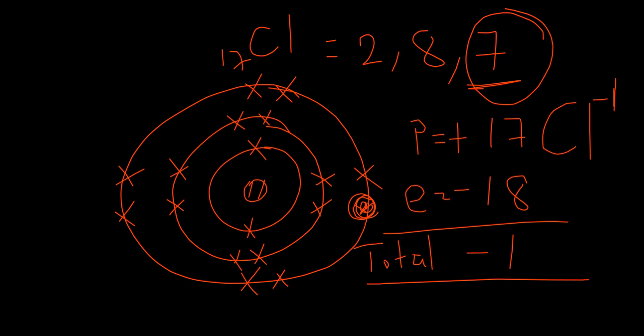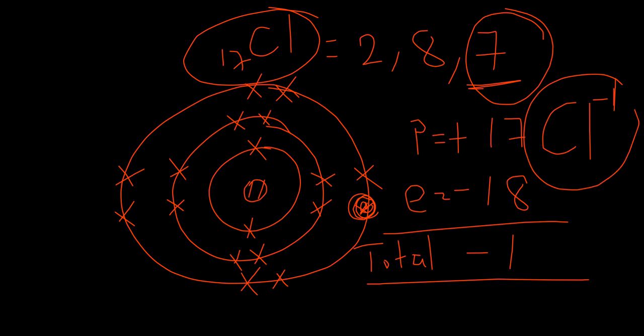So chlorine atom is just chlorine, but chlorine ion, which is an anion, is now chlorine negative 1. So that's how anions are formed. You gain electrons, additional electrons, to form anions. In the case of chlorine, it gained one more electron.